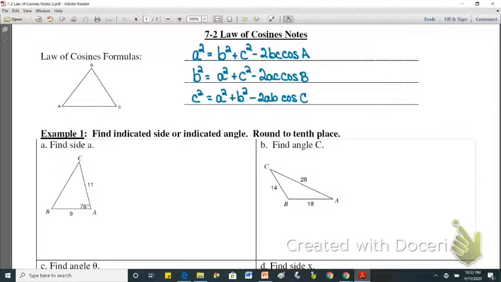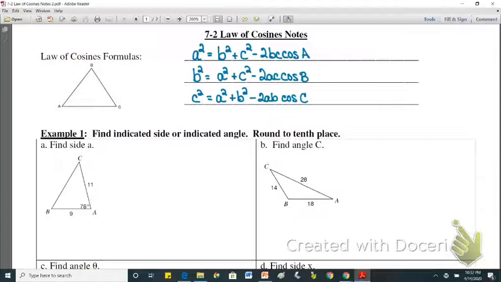Welcome back, everyone. Today we're going to talk about the law of cosines. So the law of sines, as you can remember, was a proportion, where if we knew a pair and we wanted to find another letter that wasn't in the pair, we could use a proportion to solve it. That is the easiest way to solve a non-right triangle. But that doesn't always work. So we also have to have law of cosines.